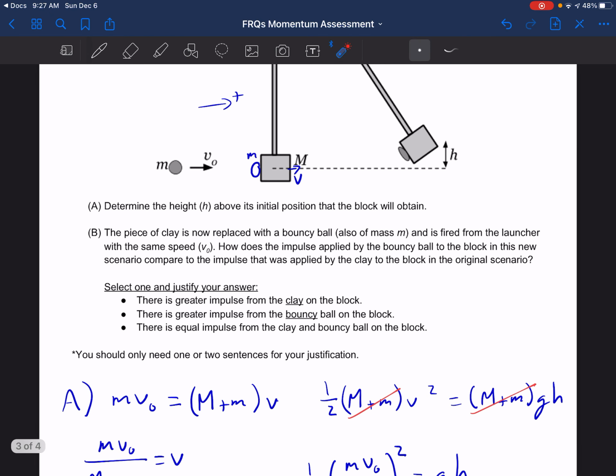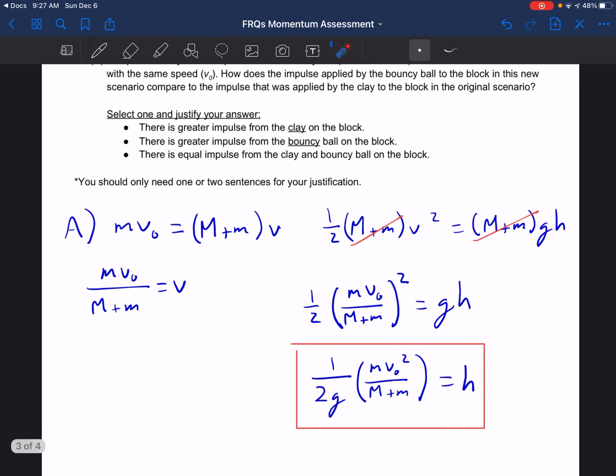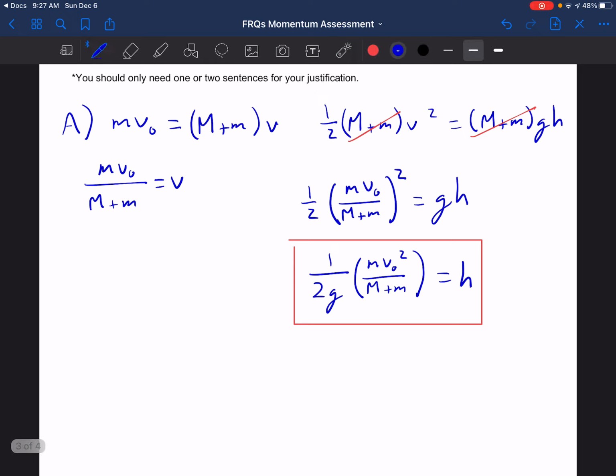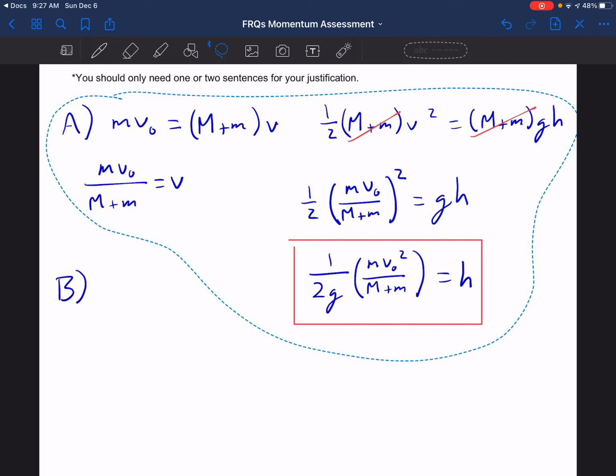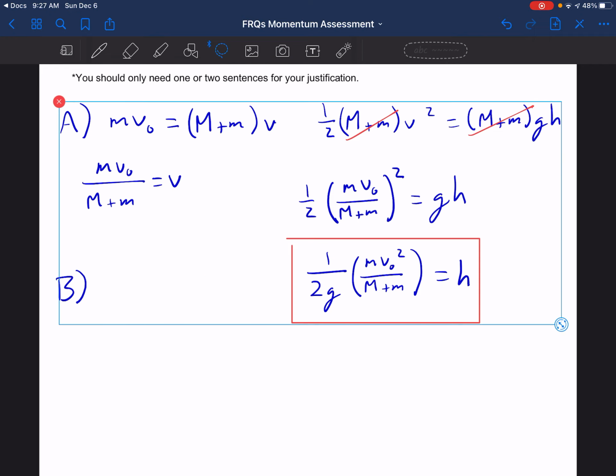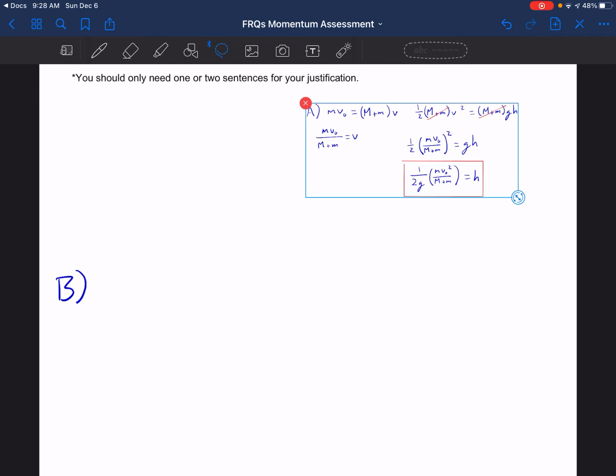Okay, so now let's look at part B. So for part B, it says the clay is replaced with a bouncy ball, and the bouncy ball is fired from the same launcher with the same speed, and it's asking how the impulse will compare when we switch with the bouncy ball. So let's maybe just think about it this way. With the clay, right, we've got some initial momentum in this direction. Let me kind of make this more clear. Let's just say part B. Maybe I'll make part A really small. Just kind of tuck it out of the way a little bit.